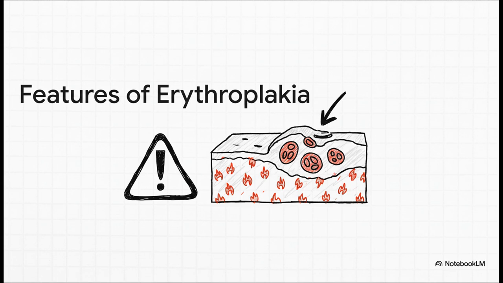The features we see here are, frankly, alarming. We're talking a thinned-out epithelium, a total loss of that protective keratin layer, and a ton of inflammation. And if there's one thing you take away today, it's this. A biopsy of erythroplakia almost always reveals high-grade dysplasia or even carcinoma in situ, meaning the cancerous changes are there, they just haven't invaded deeper yet.